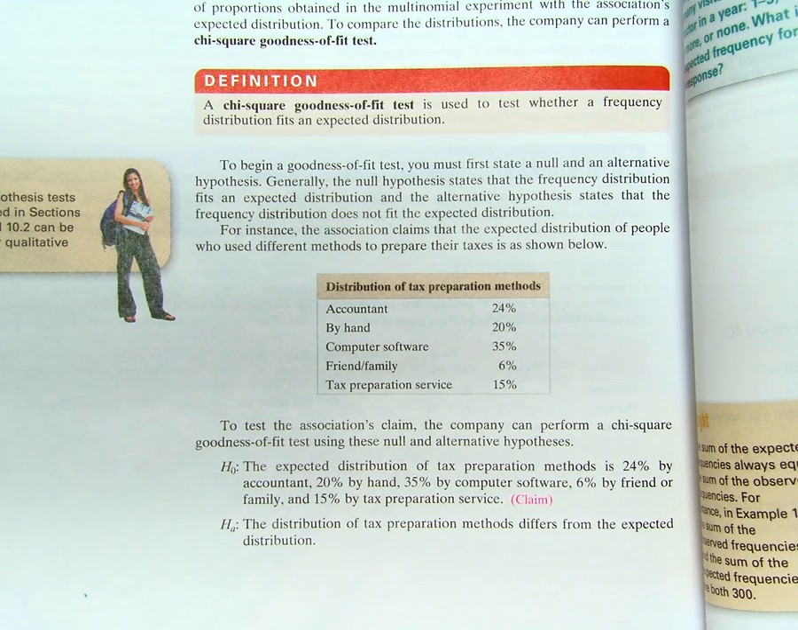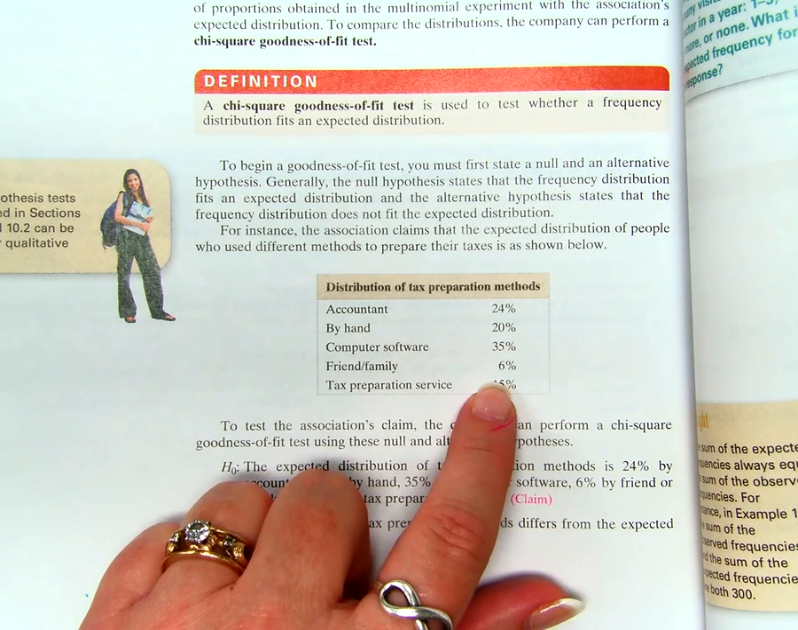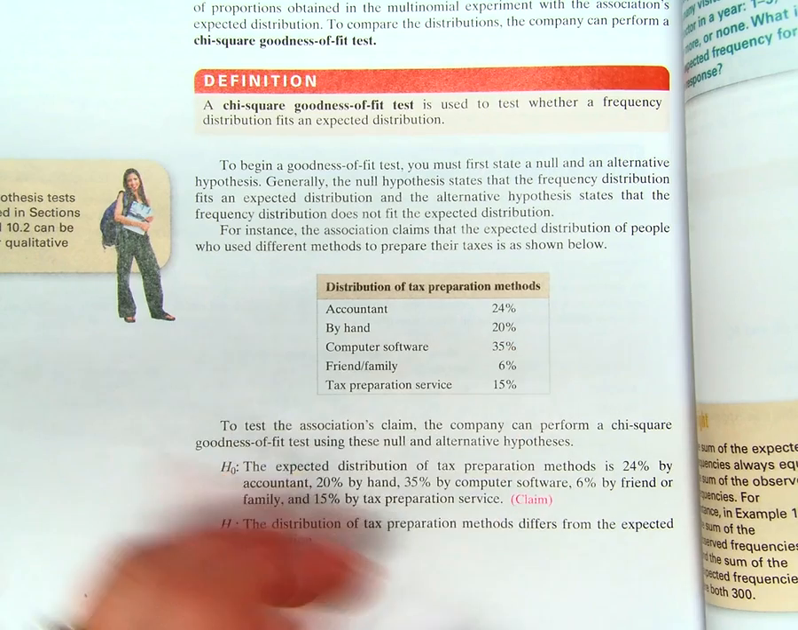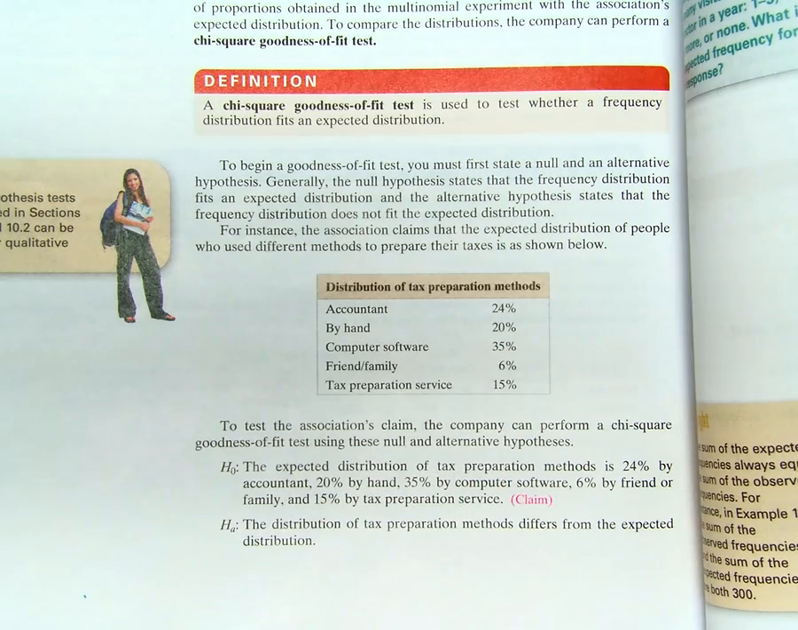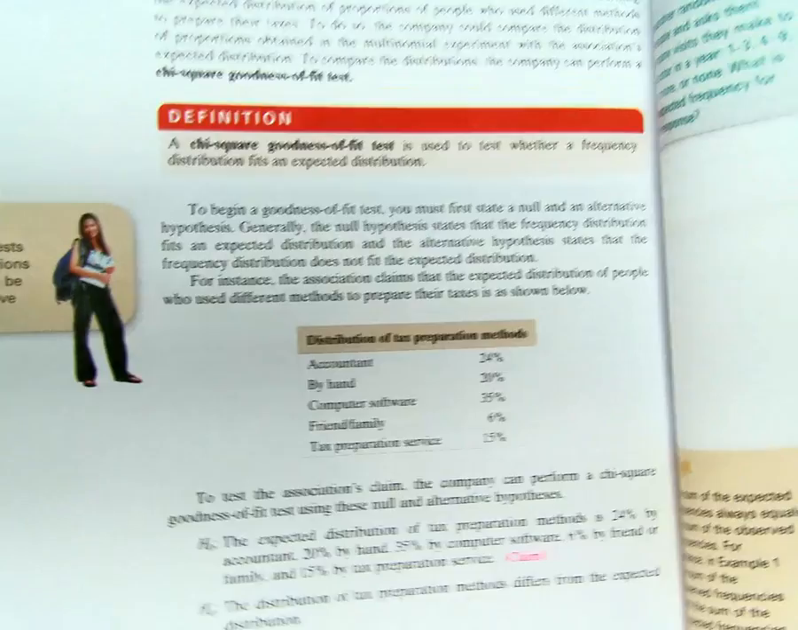It's not the expected, it differs from it. Does it all have to be different? No, it doesn't. One or two, well, probably not one, because otherwise it wouldn't add up to 100%, right? So maybe multiple, maybe all of them are different, but there you go.